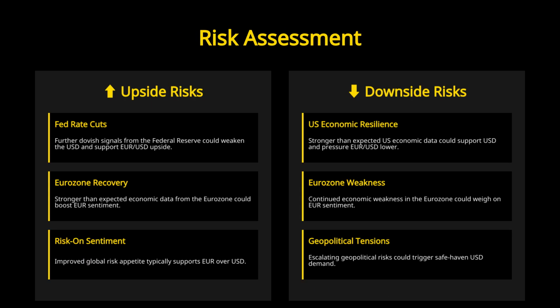Key risks to our bearish outlook include potential Fed dovish surprises, unexpected Eurozone economic strength, or significant geopolitical developments that weaken the dollar. Upside risks, 30% probability, include ECB hawkish pivot or strong Eurozone data. Downside risks, 70% probability, include continued Fed hawkishness, weak Eurozone data, or global risk-off sentiment. Traders should monitor US inflation data, Fed speeches, and ECB communications closely.